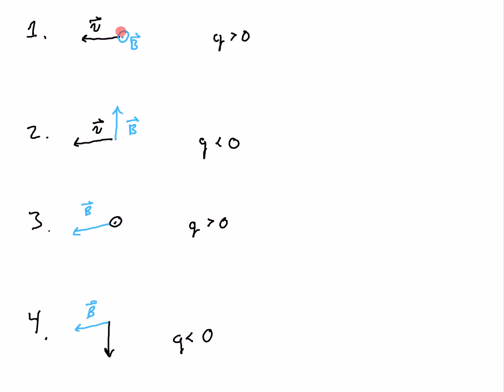For these 4 cases of a particle with some velocity v moving in a magnetic field, determine the direction of the magnetic force on the particle. Note that in 2 of the cases, the charge of the particle is negative, and so that means that the magnetic force is going to be opposite the direction of what the right-hand rule gives you. So for each of these 4 cases, give the direction of the magnetic force.